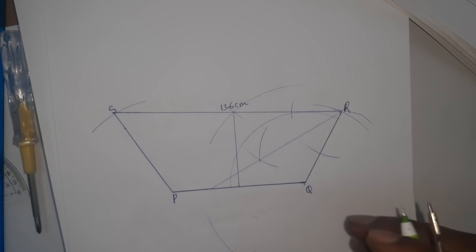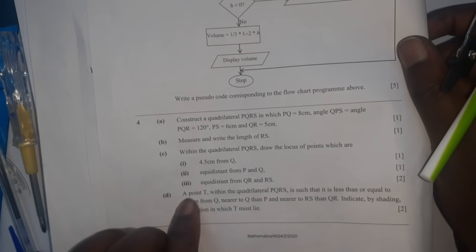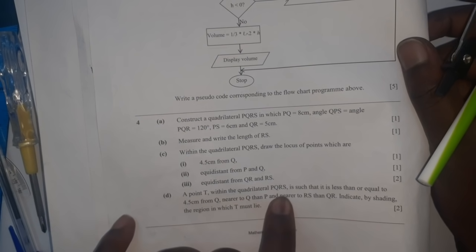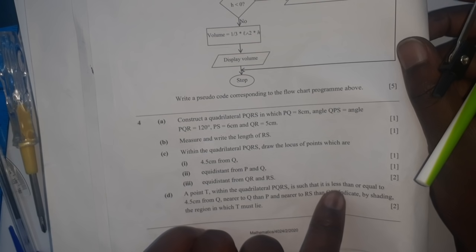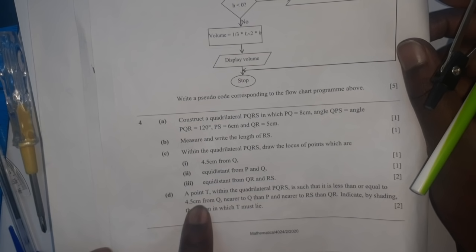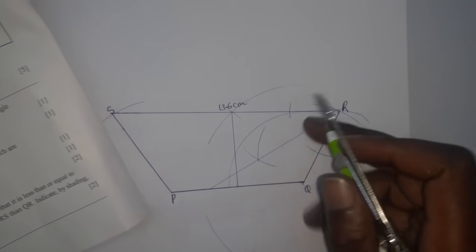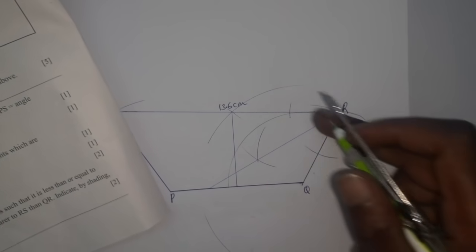Now when we come to this one, we have the question that says a point T within the quadrilateral is such that it is less than or equal to 4.5 centimeters from Q. So meaning it is found this side, this side of the first locus that we did here.